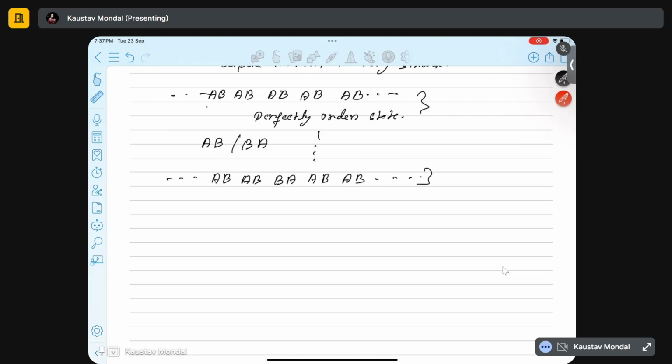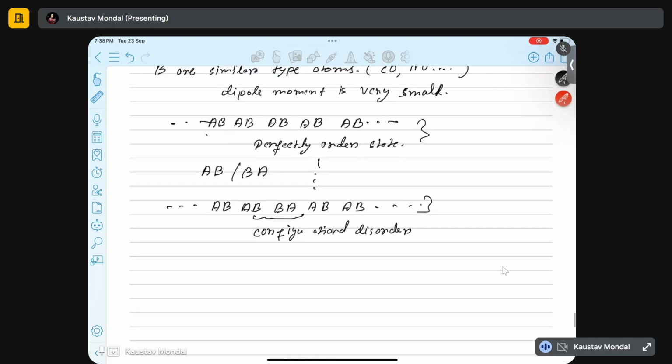So what I want to say is that this introduction of the BA orientation introduces a disorder into the system, which is known as the configurational disorder. Okay.